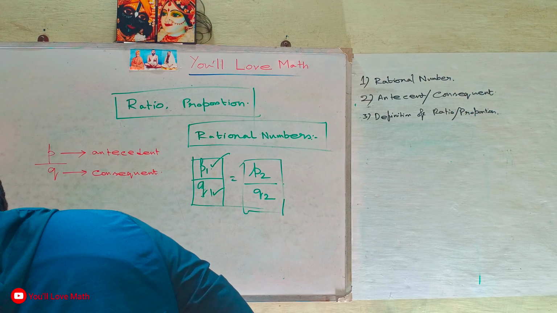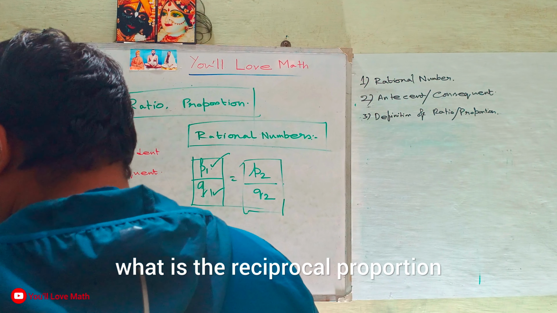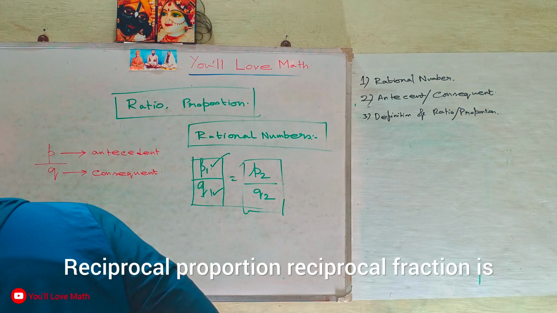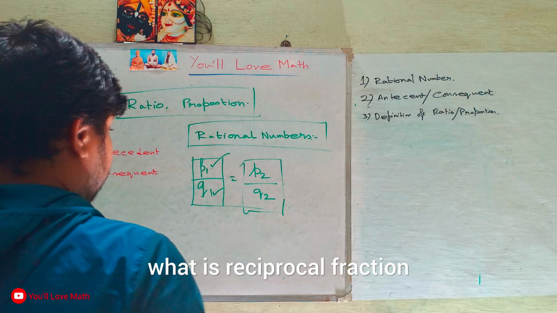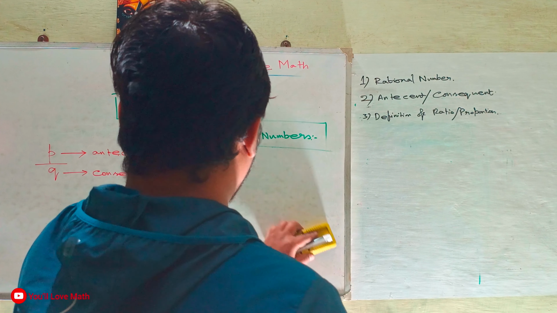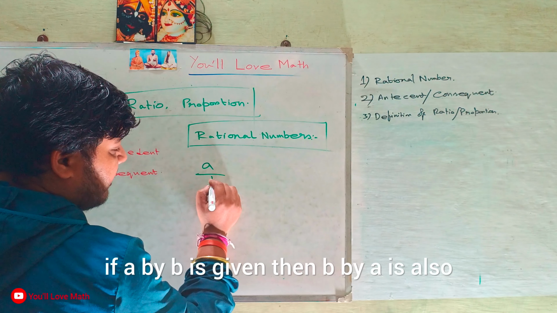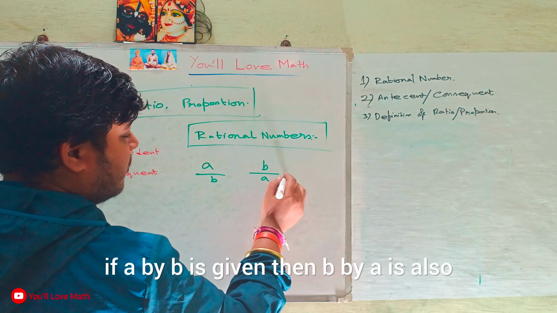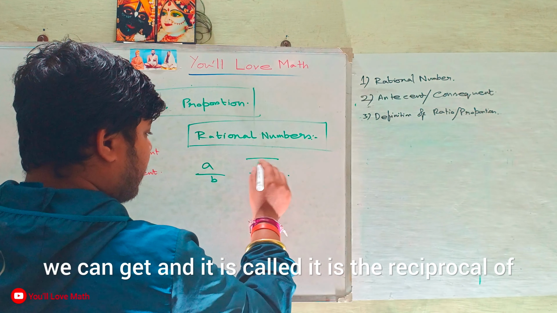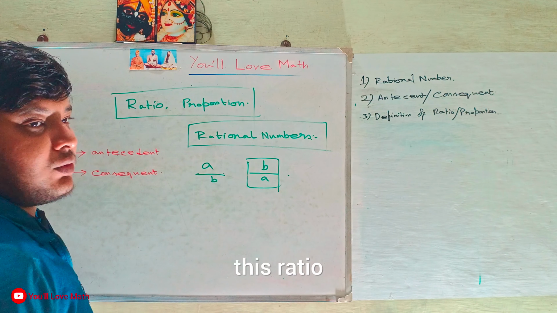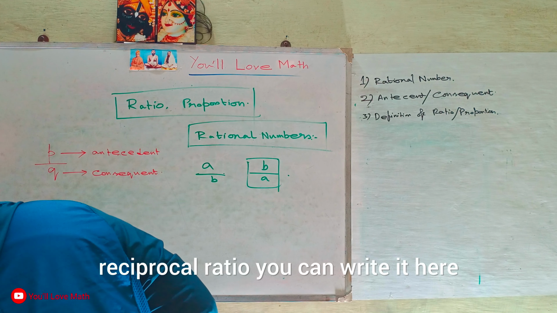Now, what is the reciprocal ratio? What is a reciprocal fraction? If a by b is given, then b by a is also what we can get, and it is the reciprocal of this ratio. So you can write the reciprocal ratio here.